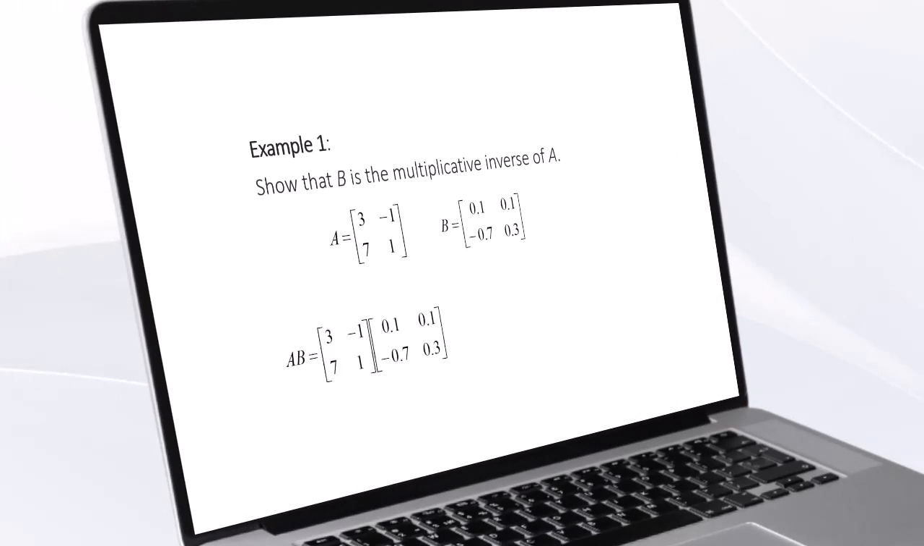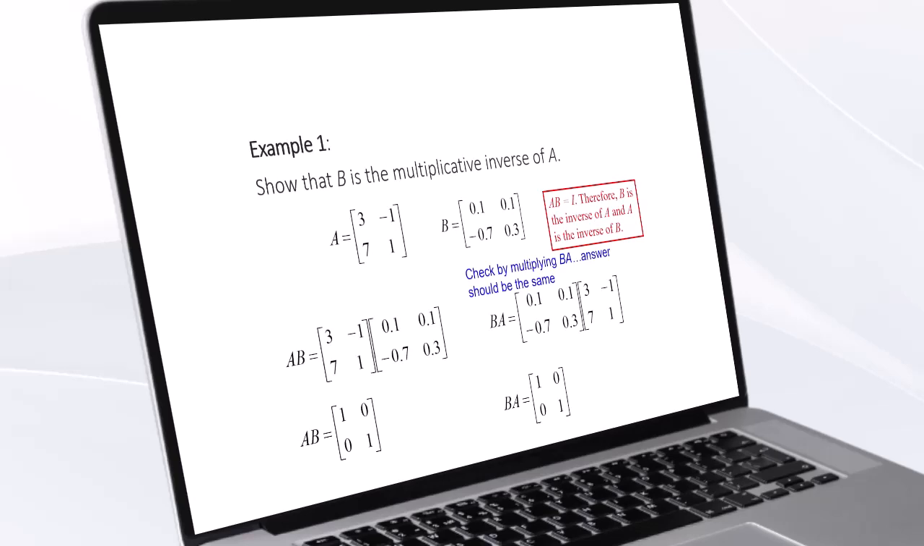So multiply AB, and when you multiply these, you notice that it will give you the identity matrix 1, 0, 0, 1. So that means therefore that B is the inverse of A and A is the inverse of B, that the two matrices are inverses of each other. You can try the other order, not AB, but BA, and you still get the same answer. That is what we mean by multiplicative inverse of A. So if you take AB, you'll get the identity matrix. If you take BA, that product will give you the identity matrix.